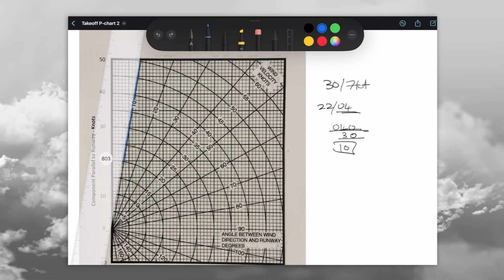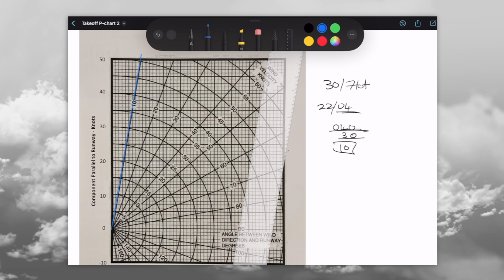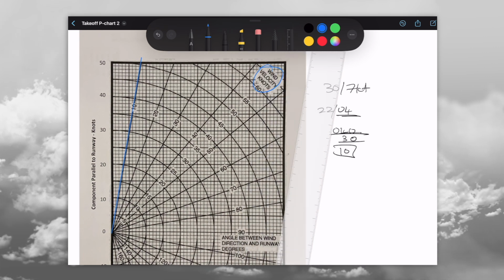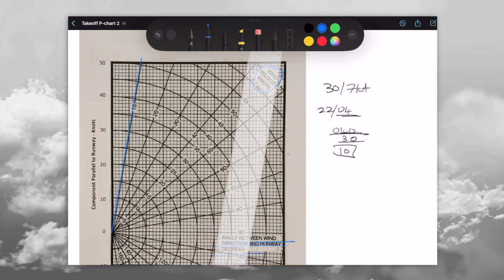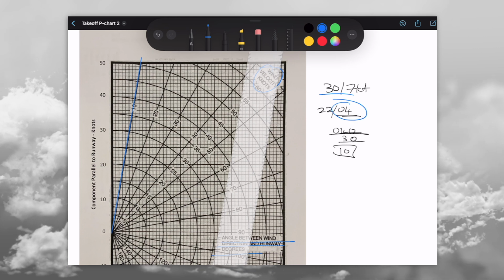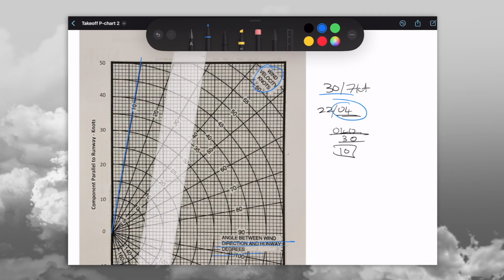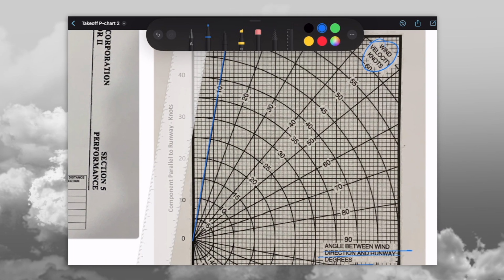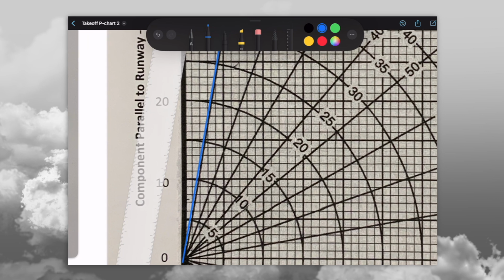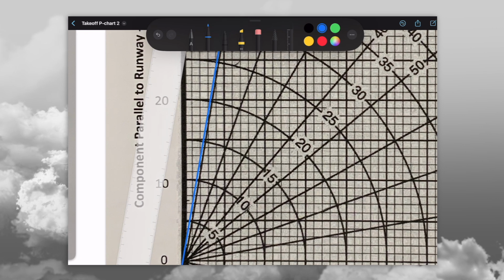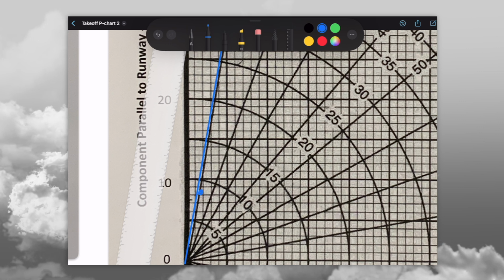And you can draw a line down to the center. And then these inner circles are your wind velocity in knots here. This is your angle between the wind direction and the runway in degrees. So our wind direction is coming from 30 and we're taking off on runway 4, which is positioned at 40. So there's a 10 degree difference there. So we come down to where 7 knots would be. So we've got 15, 10, and 7 would be probably around here.